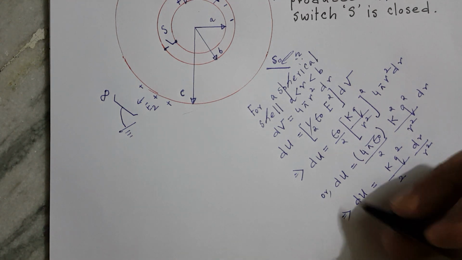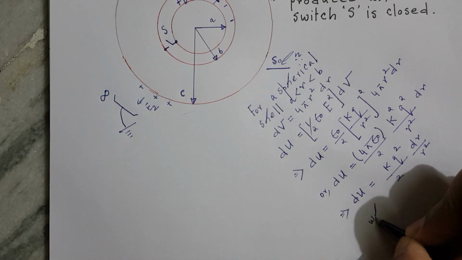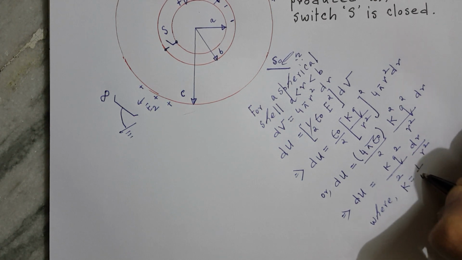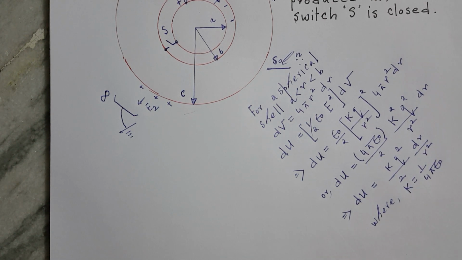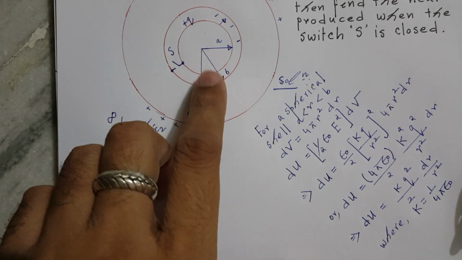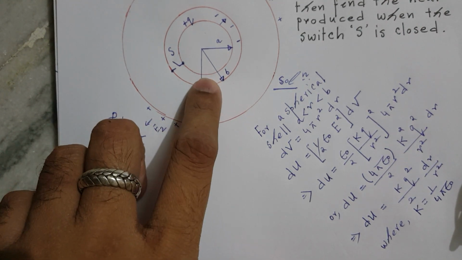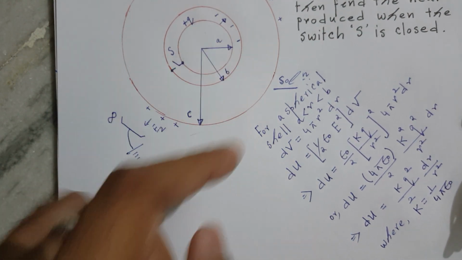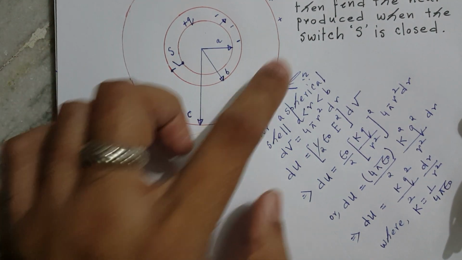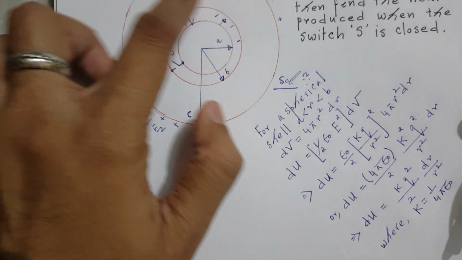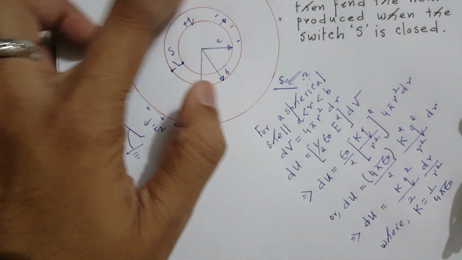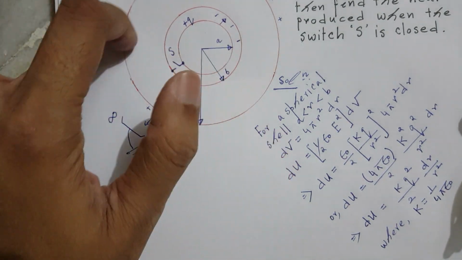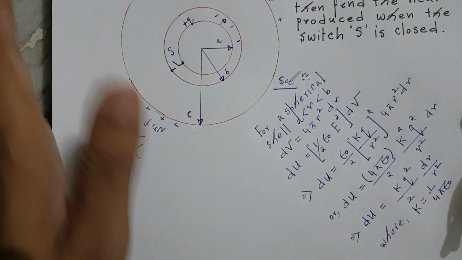Now please see where k is 1 by 4 pi epsilon naught. There are two regions where you are getting the electric field. One is from r equal to a to r equal to b, and the other from r equal to c to r equal to infinity. In this region, it's a conducting region, and inside a conductor the electric field is 0. So here no electric field is present, no electrostatic energy.